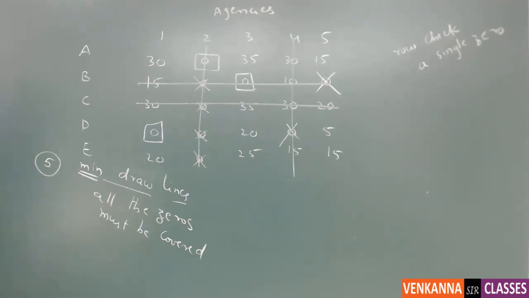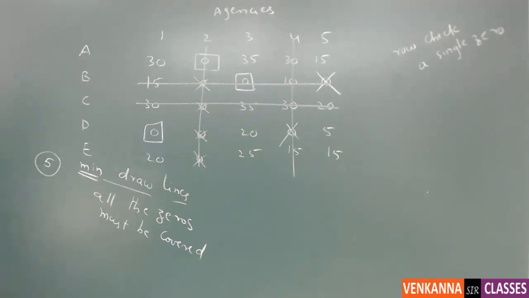Why C is there, you are asking? You can draw the minimum number of lines. Actually, since C has no allocation at all, usually we draw a line through that, where no allocation is made. Now, please check that if you draw a line through D, how many lines you will get to cross all the zeros?